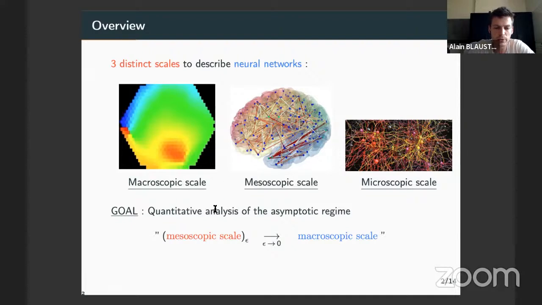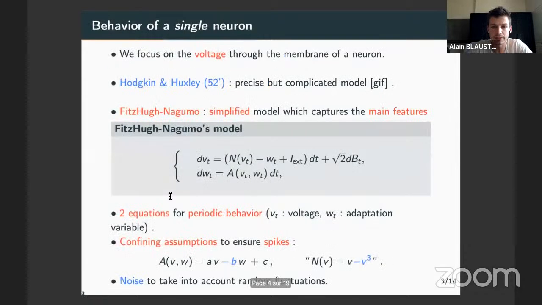So more precisely, I will study a precise regime. And we will see that in this regime, the mesoscopic scale can be approximated by an asymptotic model, which is the macroscopic one. All right, so as I told you, there are those 3 different scales, and let me start by introducing you to the microscopic scale. In order to do this, I need to tell you how to model how one neuron behaves. So now I will present how a single neuron behaves.